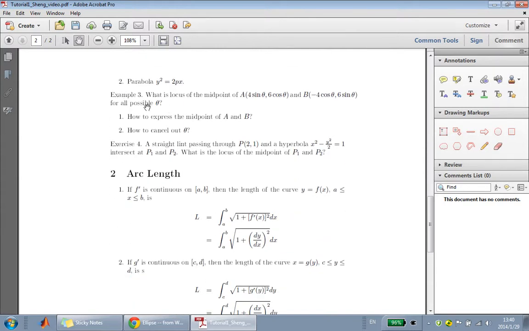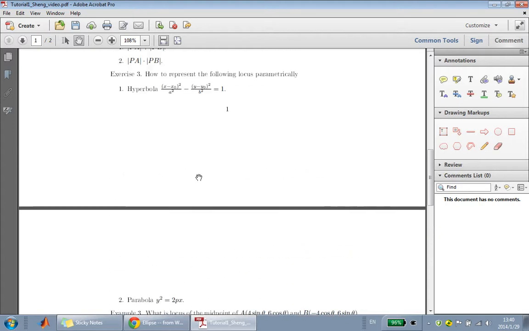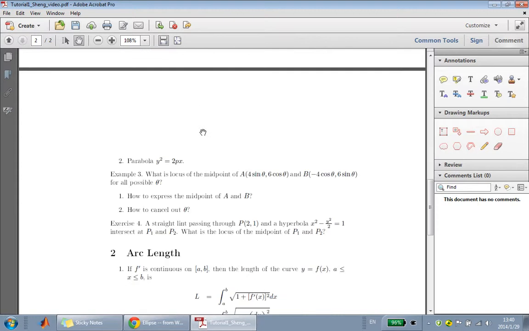For example 3, in all the previous examples, we converted the standard form representing a curve to the parametric representation for that curve. For this example, we do it in the opposite direction. Given that we know the parametric representation for the point, what's the standard equation to represent that curve?